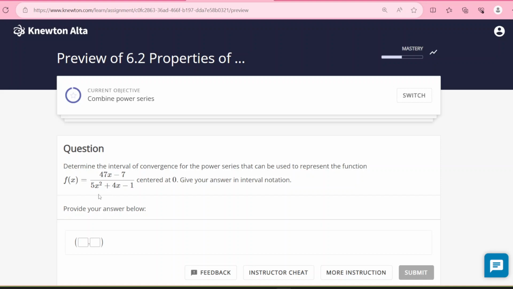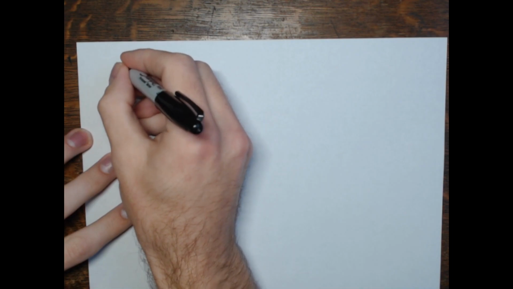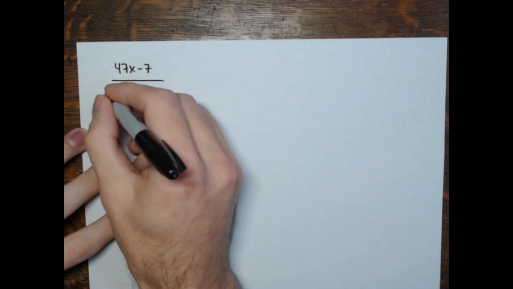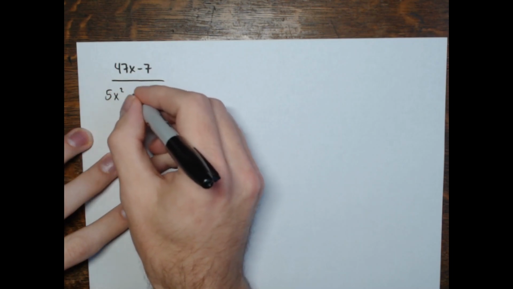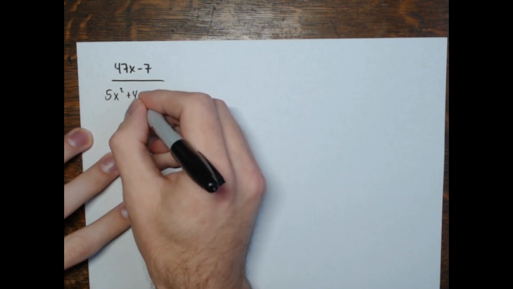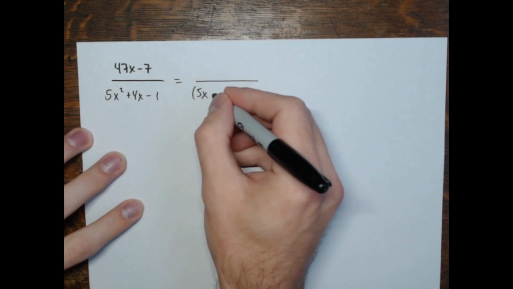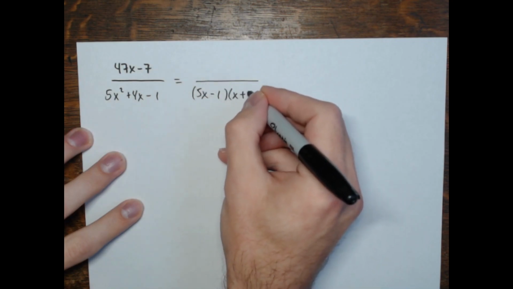And without actually finding the series, we'll just look at the denominators. We can say what the interval of convergence of each term of the sum is, and then do their intersection, right, to find the interval of convergence for the whole series, or the combination. So the function we're given this time, (47x - 7) divided by (5x^2 + 4x - 1), right? That denominator factors to (5x - 1)(x + 1).